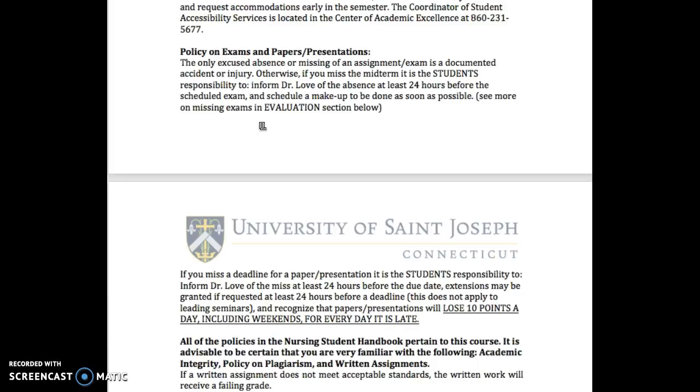So you can get an extension in my class for any reason. I don't care what it is. I thought the paper was due and then we had a storm and the power went out, or I went and got my hair done and I just didn't have time to do it. It doesn't really matter what the reason is, but you do need to tell me 24 hours in advance if it's not an excused reason.